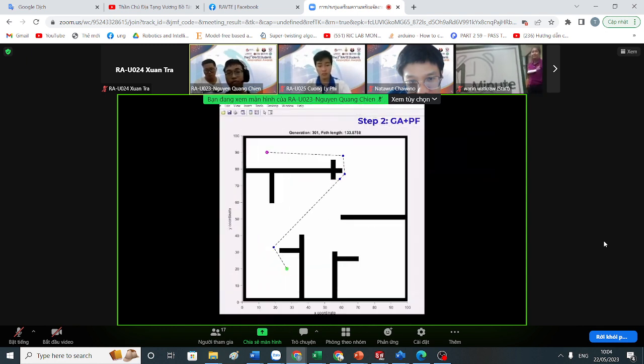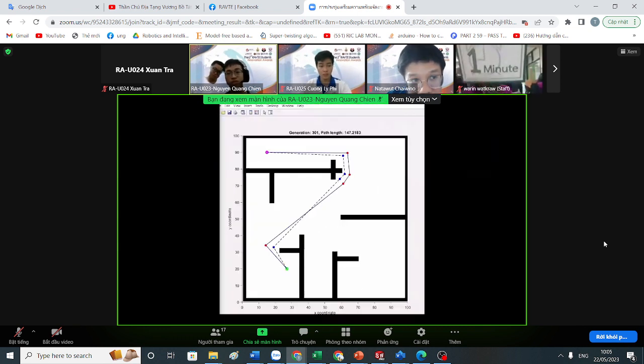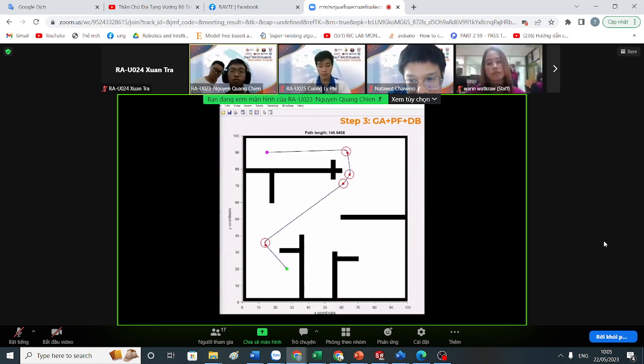Next, we combine it with the potential field for avoiding obstacles. And the last, we use a Dubins curve to solve the non-holonomic problem. And you can see the optimal path here.